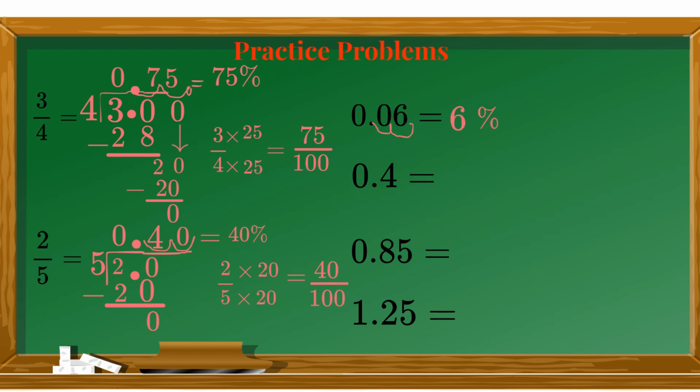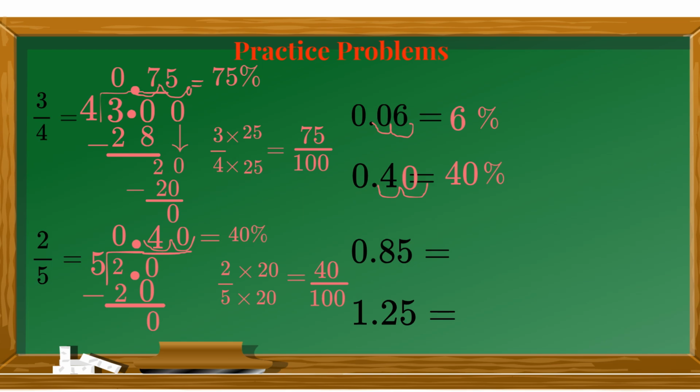For my next problem, 0.4, if I move my decimal point over 2 times to the right, the first time I move it, it's behind the 4. The next time I move it, it's an empty space. Remember, we fill all empty spaces with a 0. So 0.4 equals 40%.